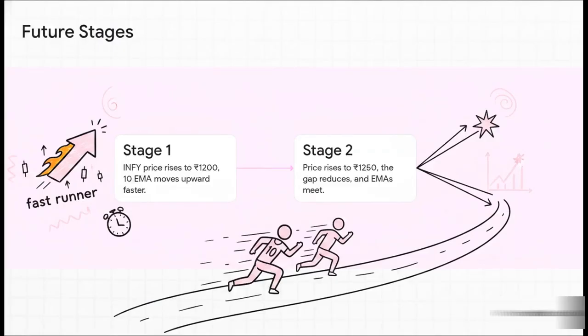But what happens if that car starts speeding up? Let's walk through the stages. In stage 1, if the INFY price rises to 1200, our fast runner, the 10 EMA, will start sprinting upward faster. Then, in stage 2, if the price keeps rising to 1250, the gap between our two runners is going to shrink, and eventually the EMAs will meet. This is exactly how future price action literally pulls our runners together on the chart.